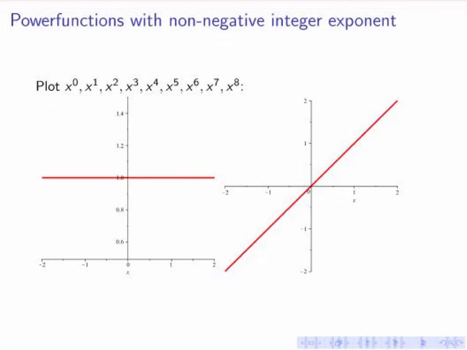But here is a very curious fact. So let's plot the power functions with non-negative integer exponents, so the x to the n's, for n is 0, 1, 2, 3, 4, 5, 6, 7, 8. X to the 0 is of course equal to 1, and the function, if I plot it on a coordinate system, is just the constant function 1. X to the 1 is the function x. It is a linear function and looks like this, of course.